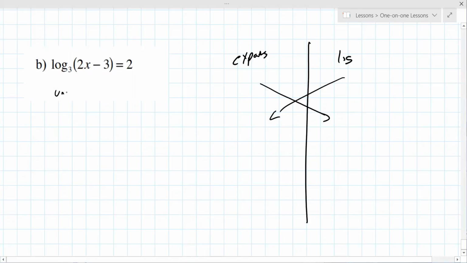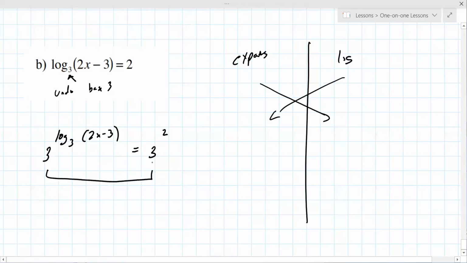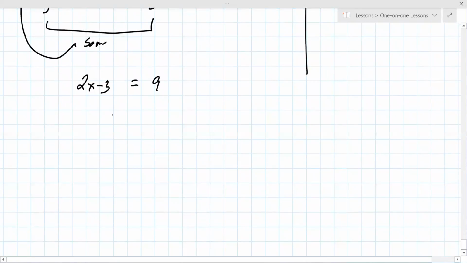So here you have to undo base 3. That's that one right there. So to do that, you write 3 to the log base 3 of 2x minus 3 equals 3 to the power of 2. So the bases are the same. And that's what's meant by undoing it here. So when you undo it, it gets rid of it. It's like squaring a square root. You're just left with 2x minus 3 equals 9. And from here you solve. So you add 3, 2x equals 12, and x equals 6. Got it.